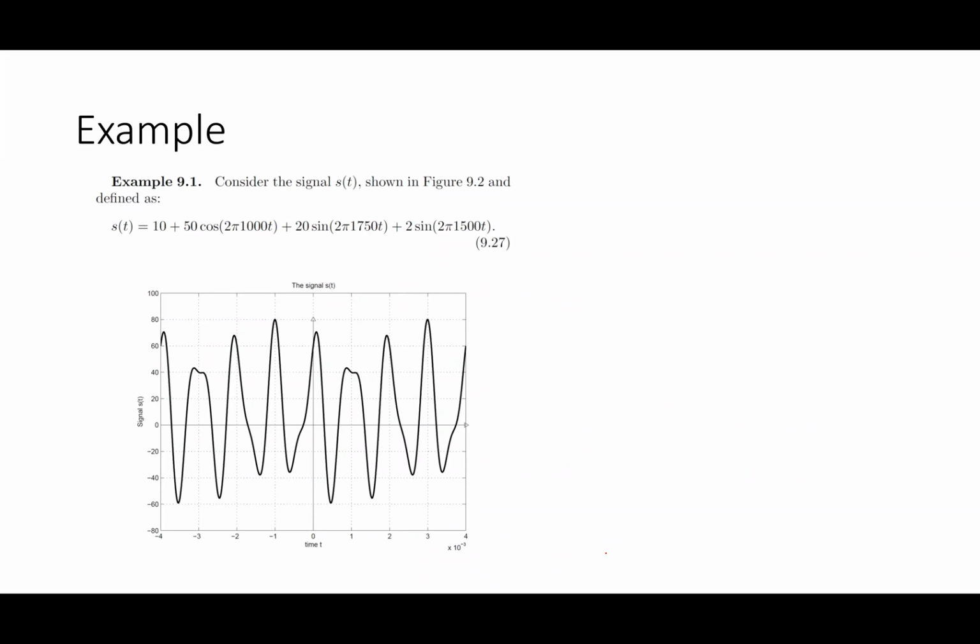What's our first step, do you think? What's the first thing I got to do? Find the fundamental frequency. All right, that's the first thing I got to do. What is that here? Well, this is tricky. So there's my equation there: 2 pi 1000, 2 pi 1750, and 2 pi 1500. From that equation, do they look like they're harmonic? Do they look like they're multiples of each other?